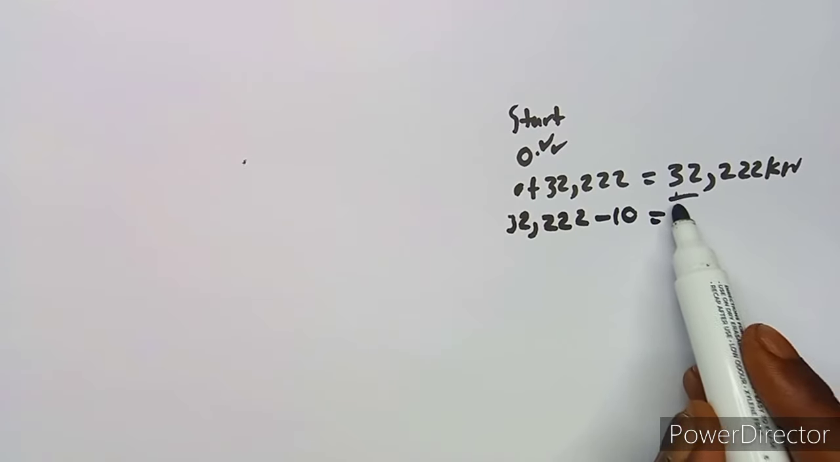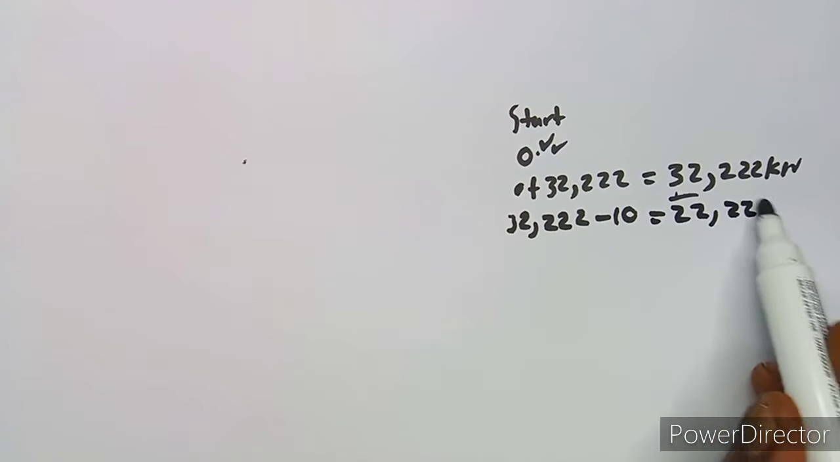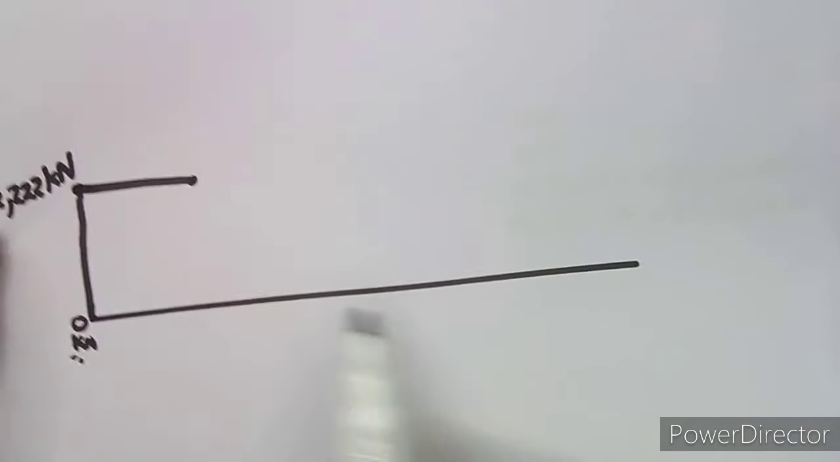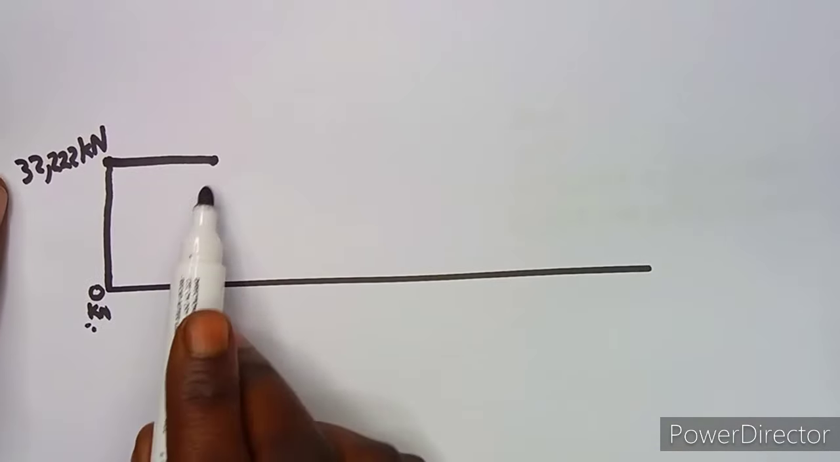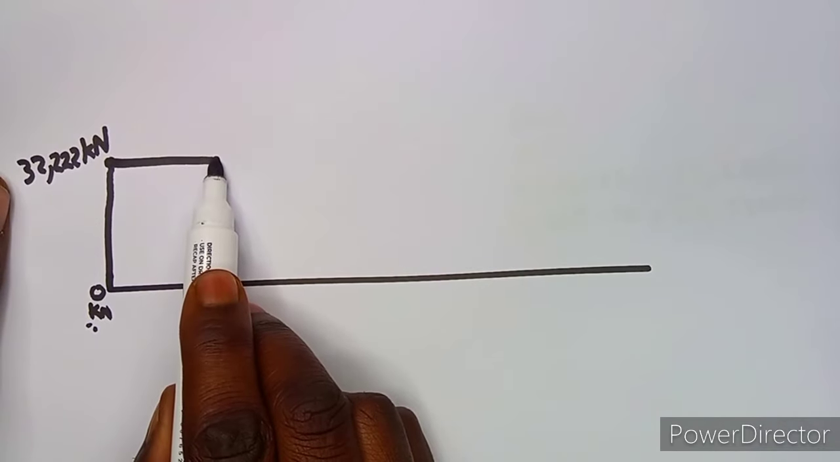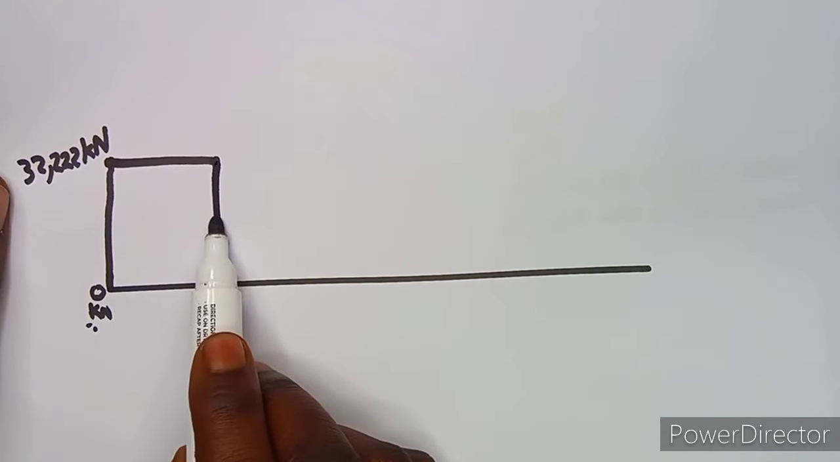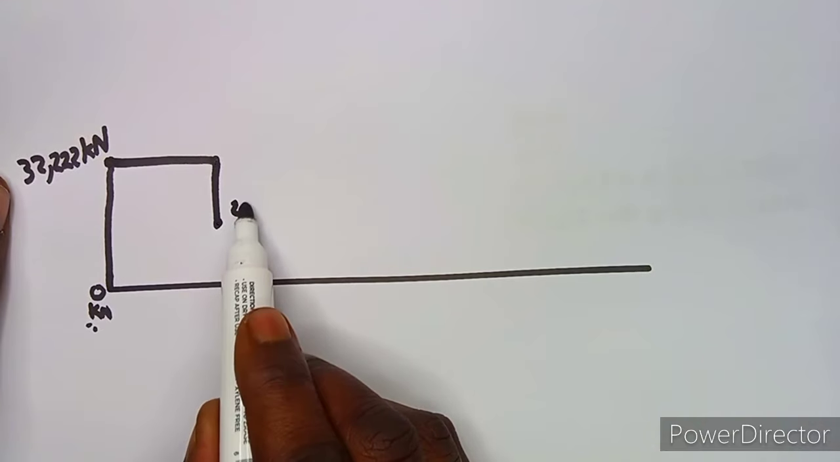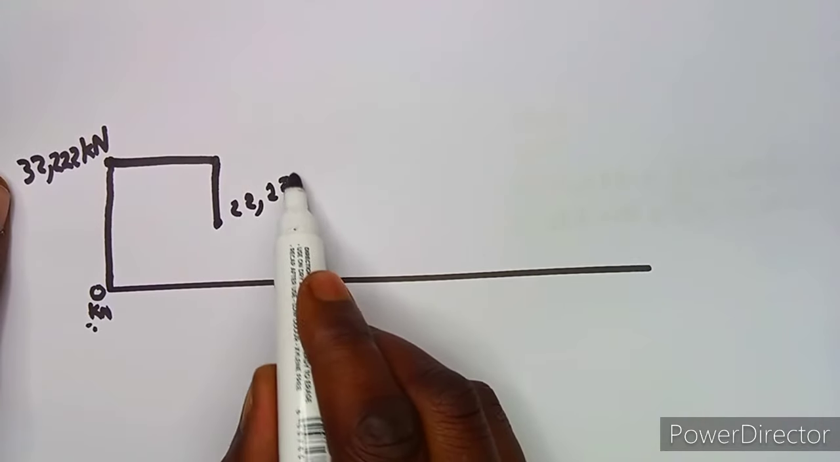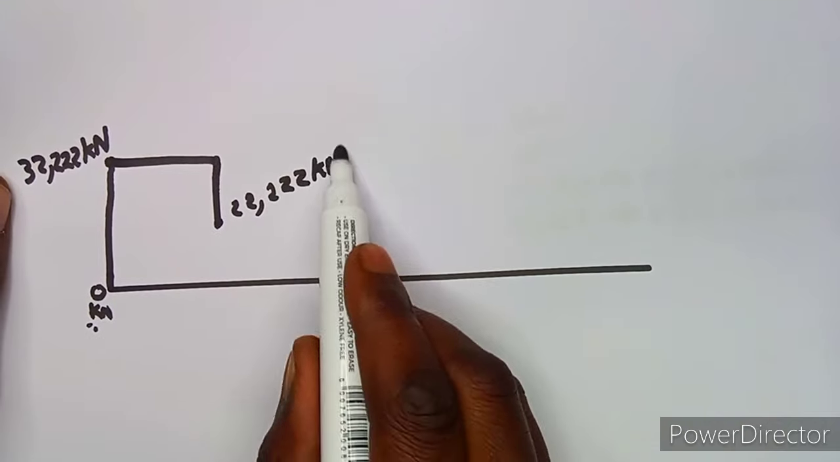So you are going to obtain 22,222 kilonewton. You are now at 22,22. So this one is going to drop. 22 is still above, so just drop maybe to this point. It's still above. So this is 22,222 kilonewtons like that.